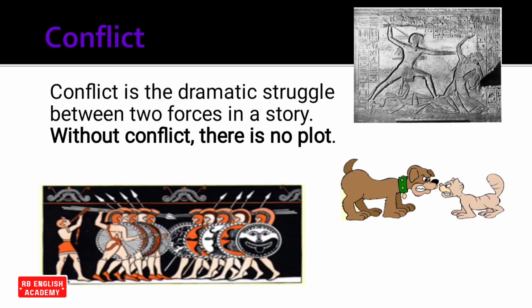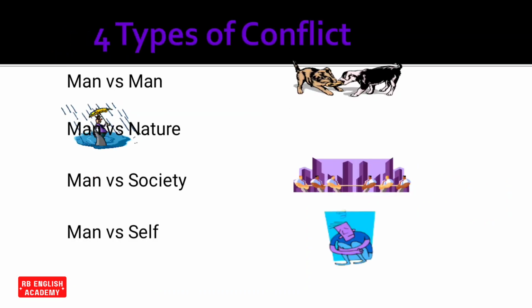And the next one is conflict. Already we had discussed the same thing in the drama. Okay, conflict is a dramatic struggle between two forces in a story. Without conflict, there is no plot. Man vs man, man vs nature, man vs society, or man vs self. These are the four types of conflict.